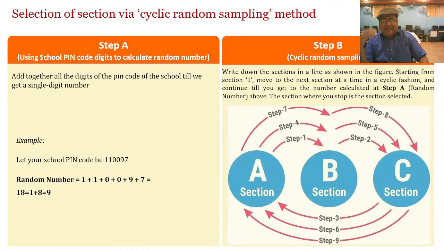Maybe in a similar pattern, if there is only one section, there is no need to do this sort of thing. But if there are more than 2 sections, then according to it, this sampling, the number which is taken, the pin code of your school, and in this way, you can select the section. Next.